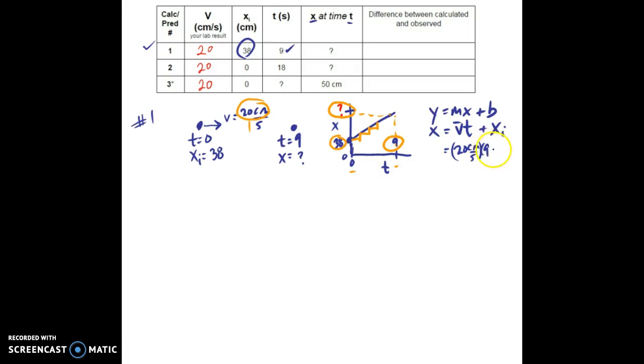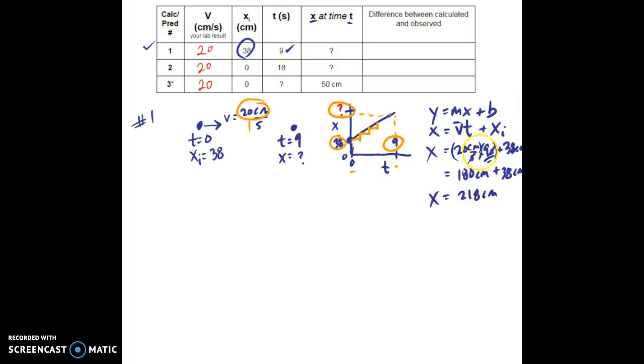And multiply that times 9 seconds and add to it the 38 centimeters, and that is equal to the position at 9 seconds. And 20 times 9 is 180. I can see the seconds cancels out. I get 180 centimeters plus 38 centimeters, and that would be 218 centimeters is the position. When is it the position? When time equals 9 seconds.